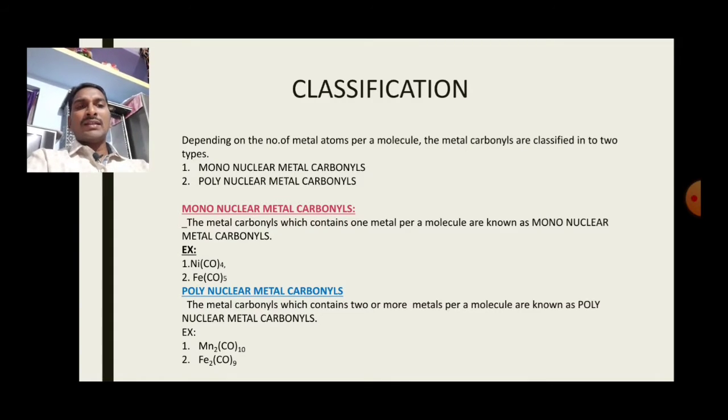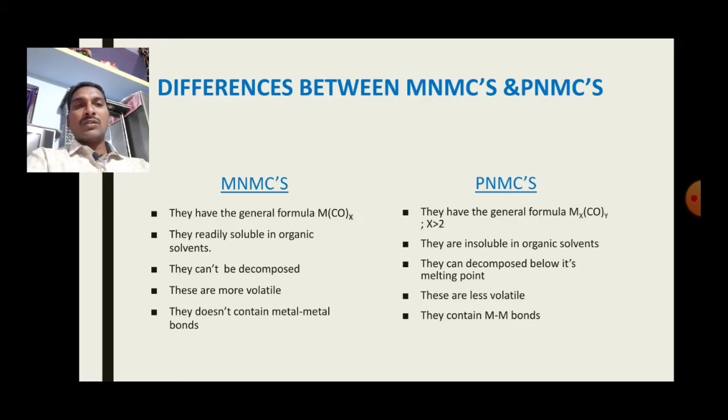In the next slide, we are going to discuss the basic differences between the MNMCs and PNMCs. That means the mononuclear metal carbonyls and polynuclear metal carbonyls. Here, MNMC has the formula M(CO)x, that means only one metal in this molecule, while the PNMC has the general formula Mx(CO)y, where x means the number of metals, which should be two or more. That is the formula difference.